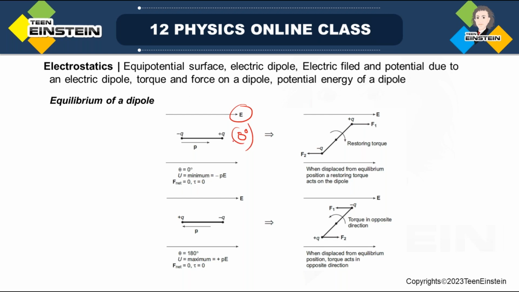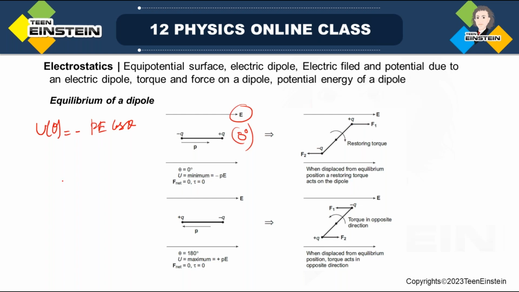Okay, this dipole and electric field have this angle. Now, when this angle is theta between them, what is the potential energy at theta? This we had got: minus P E cos theta. This is what we had got, the electric potential energy due to the dipole.